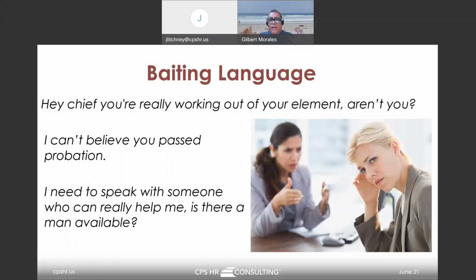Now, I understand it's hard and I understand it's difficult, but it becomes even more difficult if you bite into the language. If you bite into the baiting language, you allow yourself to become emotionally, mentally, psychologically manipulated.